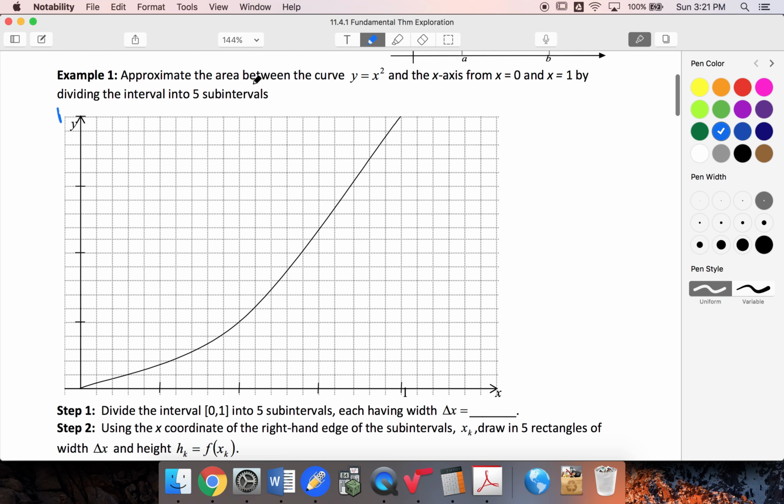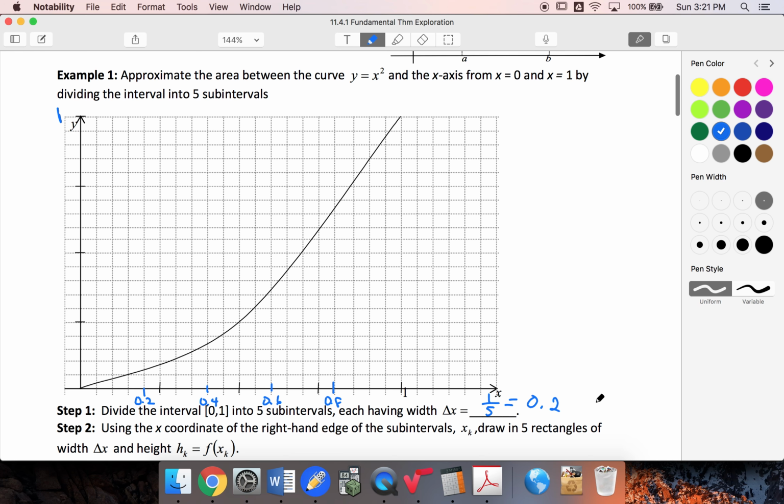And if I took this and divided it into 5 sub-intervals, I could have 0.2, 0.4, 0.6, 0.8, and 1. So I've got my 5 sub-intervals. Each of those would have a width of 1 divided by 5. I went from 0 to 1 divided by 5. So that's where my width of 2/10 comes from.